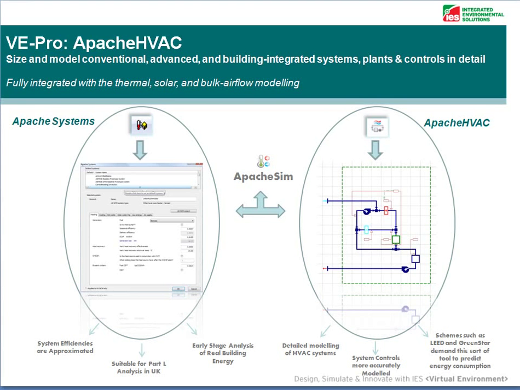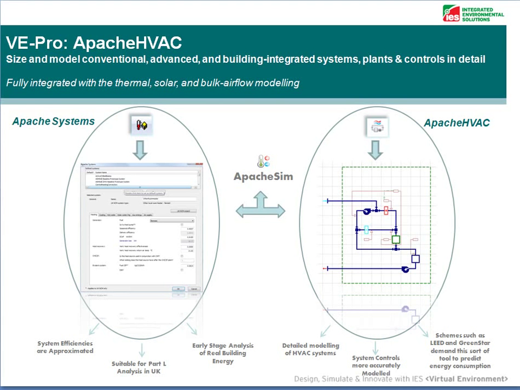Apache Systems allows you to create simple system representation in the Apache Systems dialog, allowing the input of seasonal energy efficiencies for heating and cooling plant, as well as auxiliary energy values to represent the power consumed by pumps, fans, and controls, so the system efficiencies are approximated. The Apache systems were developed for the Parallel analysis in the UK. These Apache systems are fine for early stage analysis of your real building energy loads, as you can predict the building load using Apache Sim and then apply the factors input in Apache systems to predict the energy consumption of the building and therefore the CO2 emissions.